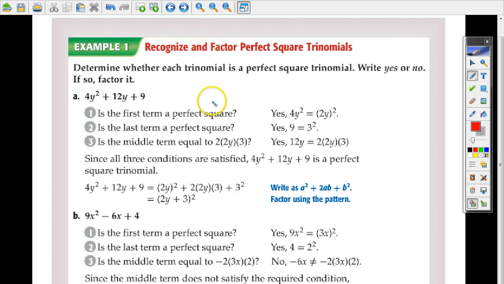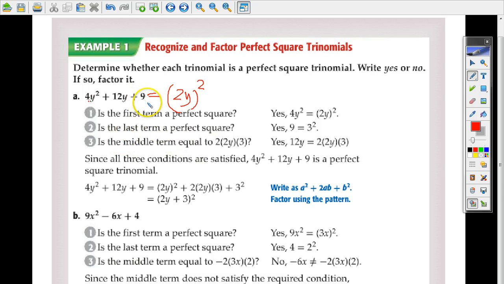Okay. Recognize and factor perfect square trinomials. Determine whether each trinomial is a perfect square trinomial. Write yes or no. If so, factor it. Alright, so is the first term a perfect square? So that's going to be 4y squared, because 2y squared is 4y squared. So yes, it's a perfect square.